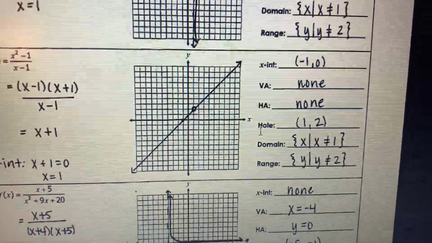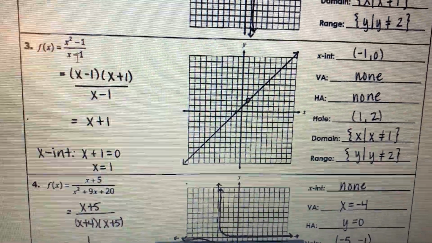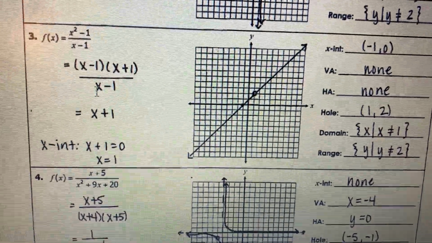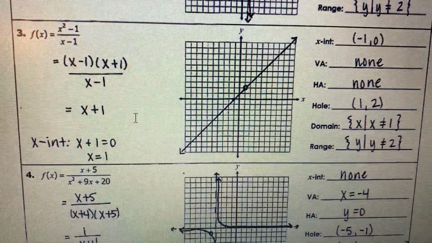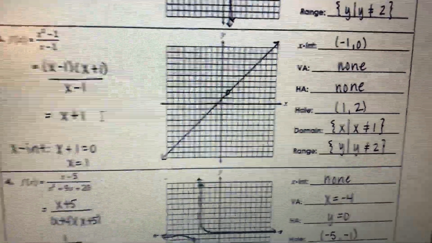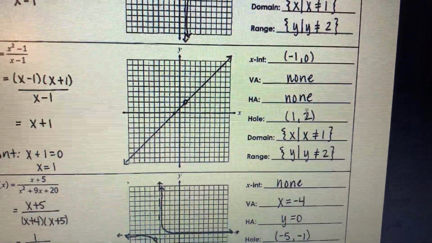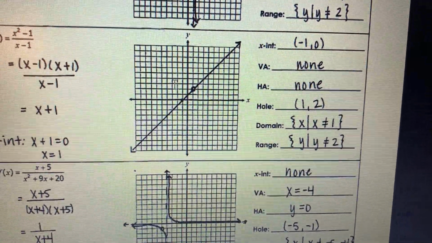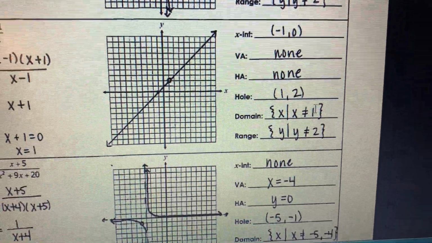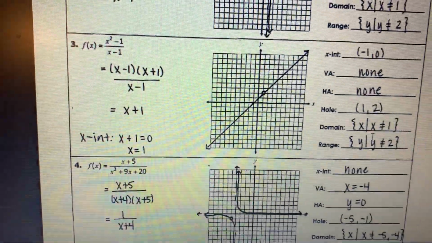Okay, good. Now, our hole, we need to find our hole. Well, the hole is the value that we canceled out, where x is 1. Plug in x equals 1 for your simplified version. And so 1 plus 1 is 2. And so when x is 1, y is 2, that's the hole, okay? Notice those are the two values that are restricted in the domain and range. So yeah, that was a good example.